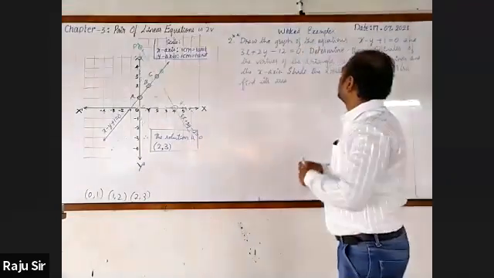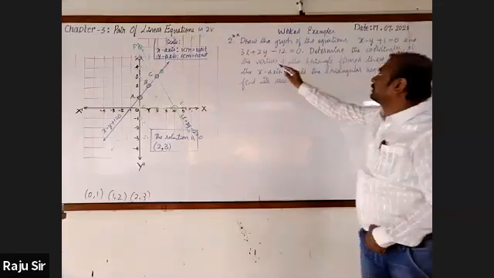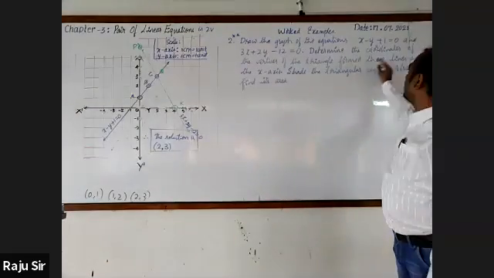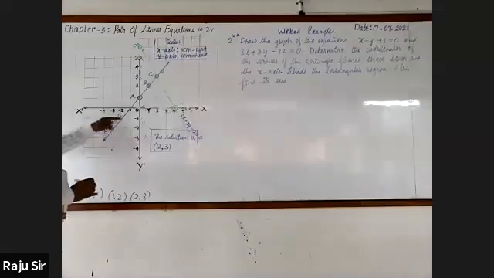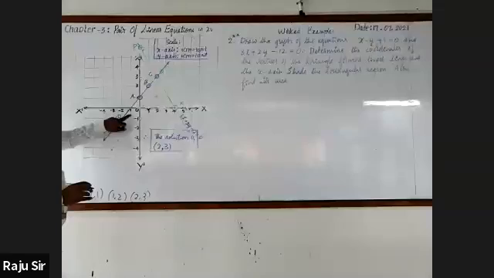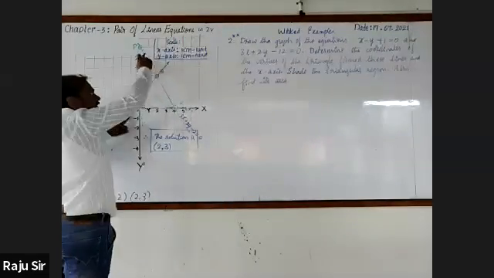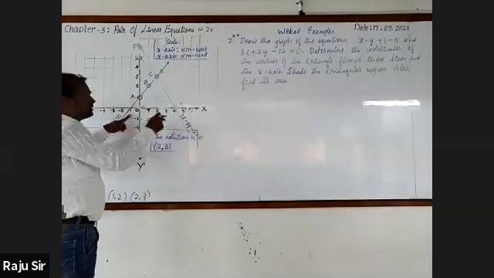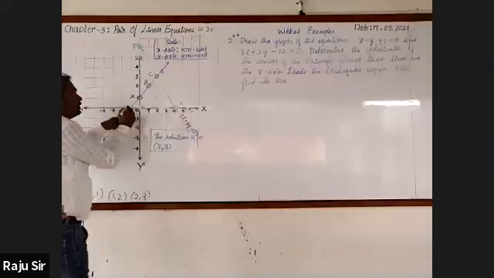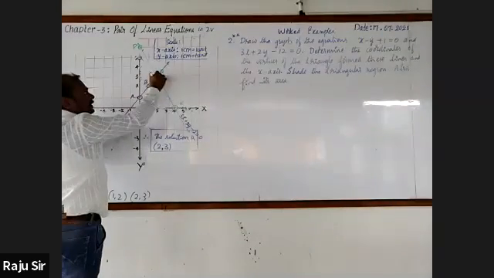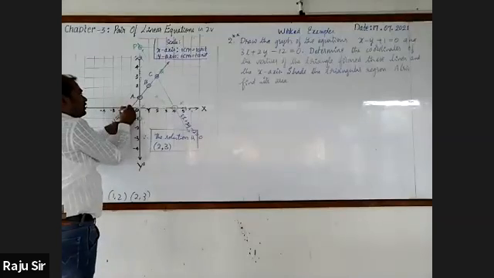Area is 7.5, sir. Look here. Determine the coordinates of the vertices of a triangle formed by these lines and the x-axis. Look at the board. These are the lines that represent the given equations. Then which is the x-axis? This line. So we get 3 points. Already we get 2 points here, Q, R. Now one more point.